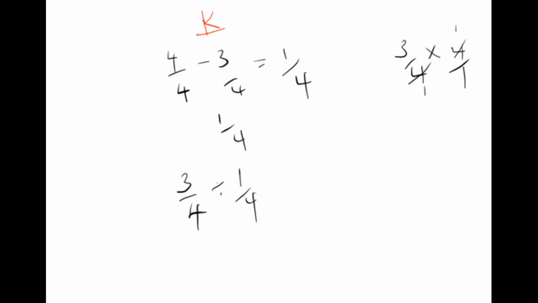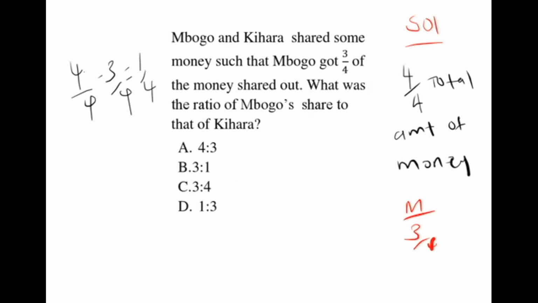Therefore, the ratio is 3:1. Remember here, we can write this ratio as 3/4:1/4. Then we have expressed it in its simplest form. Therefore, the correct choice is B.